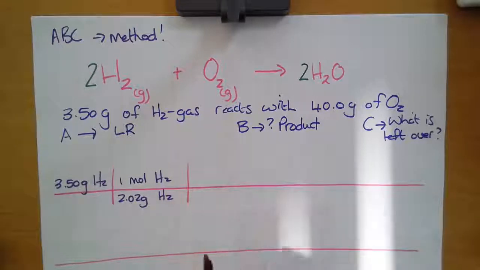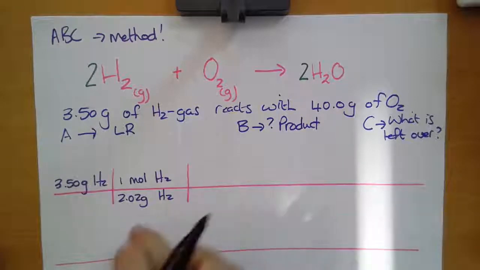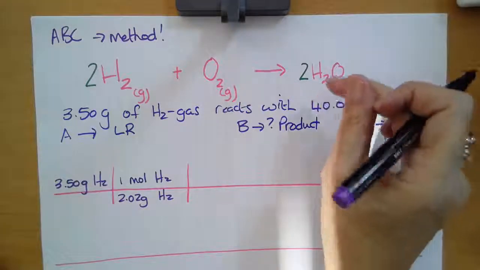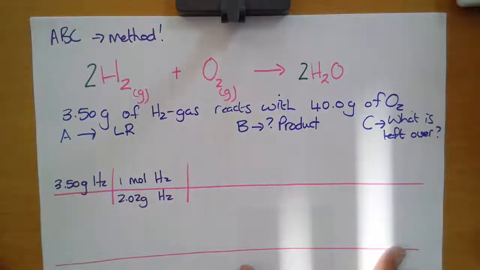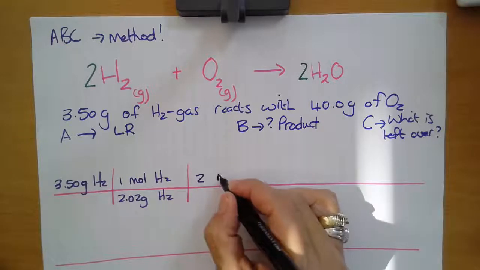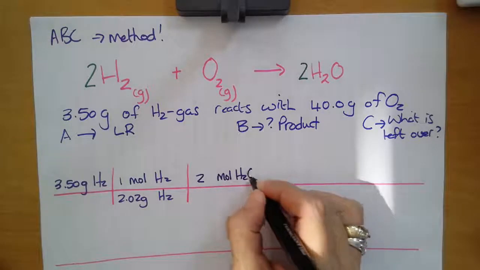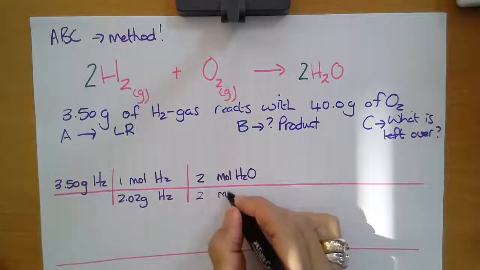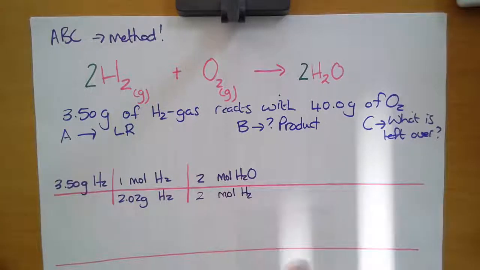The third part is to look at ratio. In other words, what is it that I want to know? I want to know how many moles of water is going to form. Remember we did this last year. So I look at this and I say, right, I'm going to have 2 mole of water for every 2 mole of hydrogen.